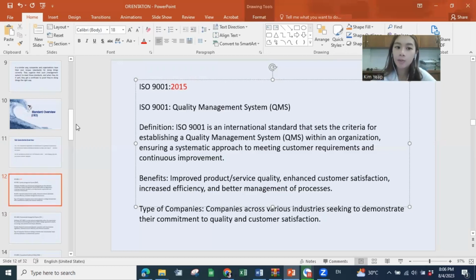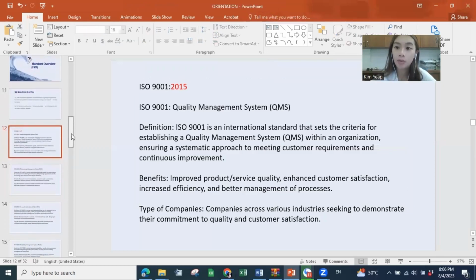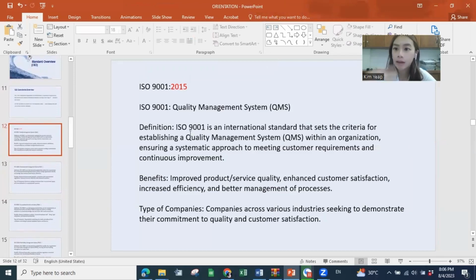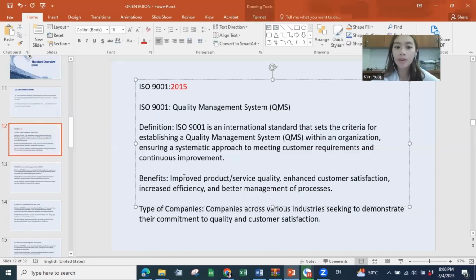Okay, because we have a lot of standards that we need to go through, I will not be explaining to you in detail, but I'll just be telling you briefly what this standard is about, what the benefits are, and usually who will be following this standard. So the benefits of ISO 9001 are to improve the product and service quality, increase customer satisfaction, increase efficiency, and better management of processes.